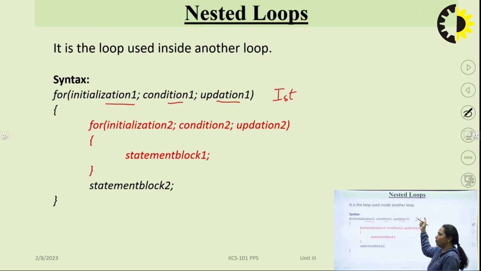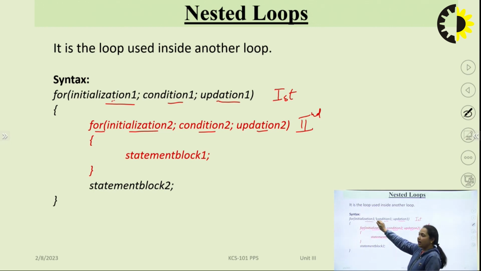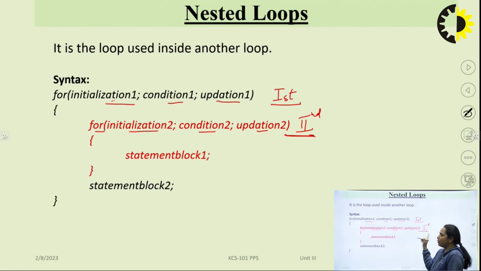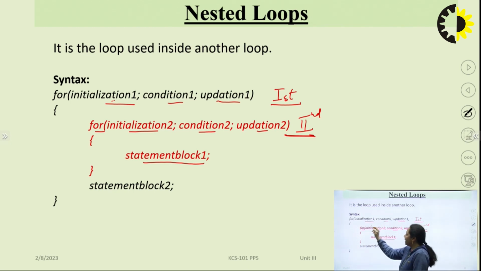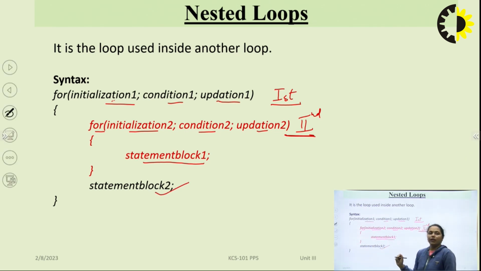Within this first for loop, what is written? For initialization 2, that is second for loop is used. So within first for loop, I have used second for loop. So when this particular condition is true, the condition which is written in first for loop is true, again I have to check the condition for second for loop. If the condition for second for loop is also true, in that particular case statement block 1 will get executed. Otherwise, if this second for loop condition is false, in that particular case statement block 2 will get executed.